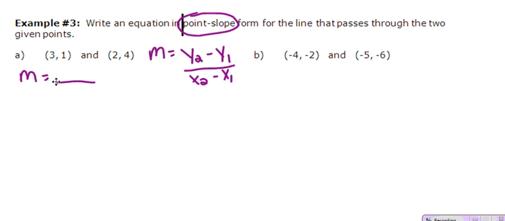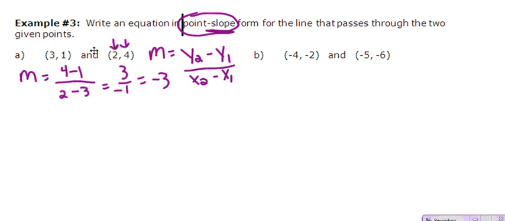So y2 minus y1, so 4 minus 1, over x2 minus x1, so 2 minus 3. 4 minus 1 is 3. 2 minus 3 is negative 1. 3 divided by negative 1 is negative 3. Now I have a slope for point-slope form.